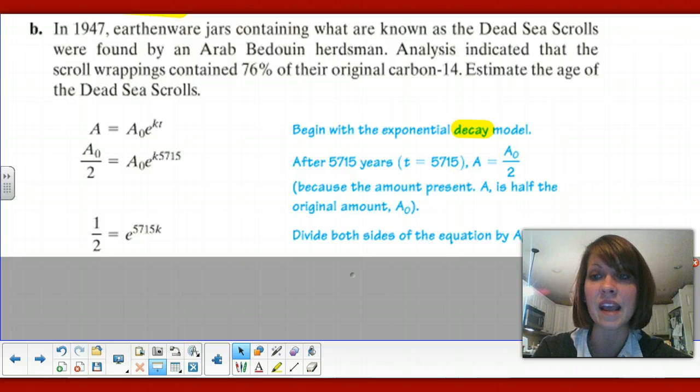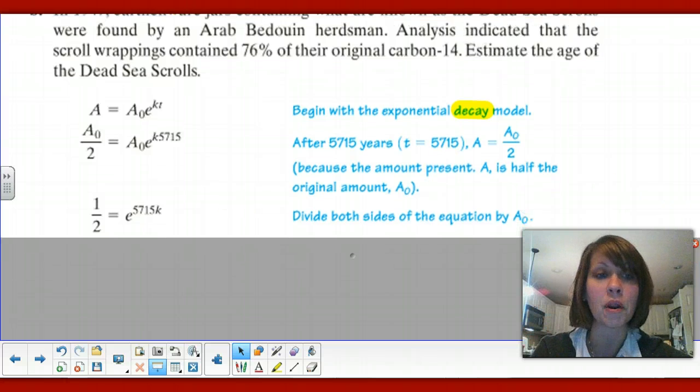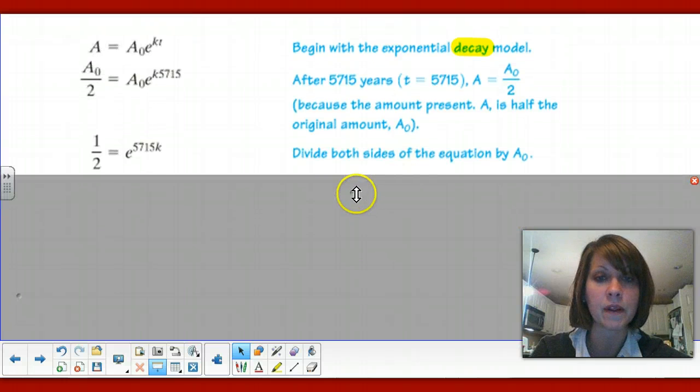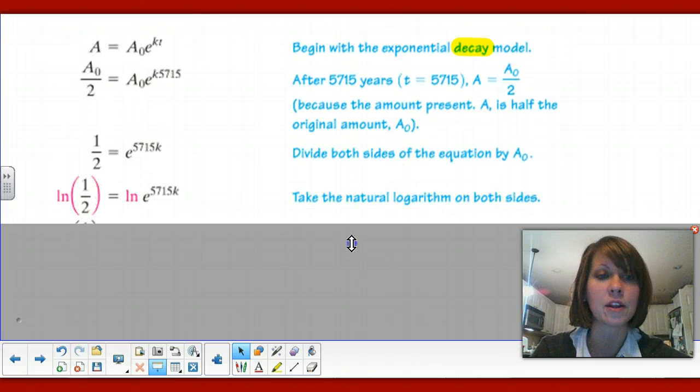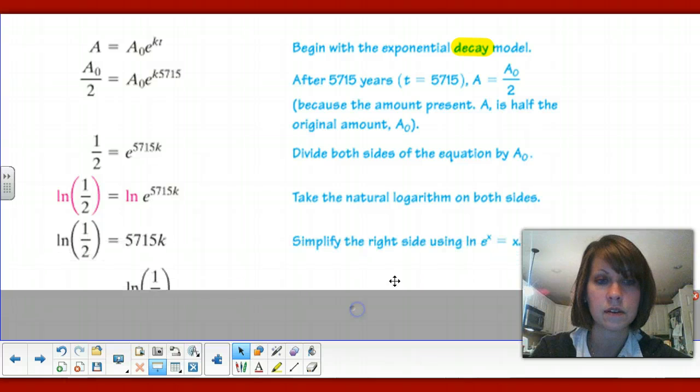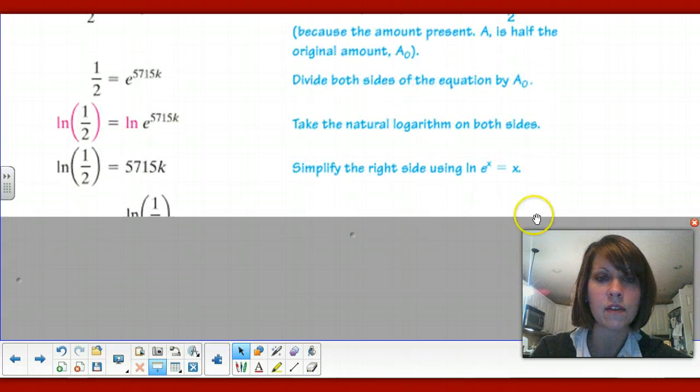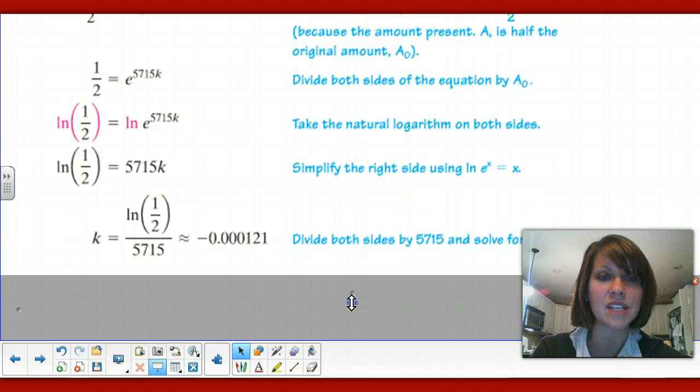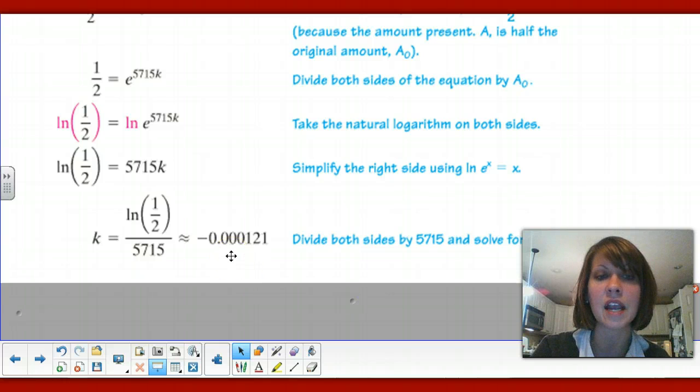Now we need to find K, and it's that same question. Where is it? In the exponent. How do we get to it? Take the natural log of both sides. And we find that the rate of decay is approximately -0.000121. Okay, so it decays very, very slowly. It takes almost 6,000 years for half of it to decay away.